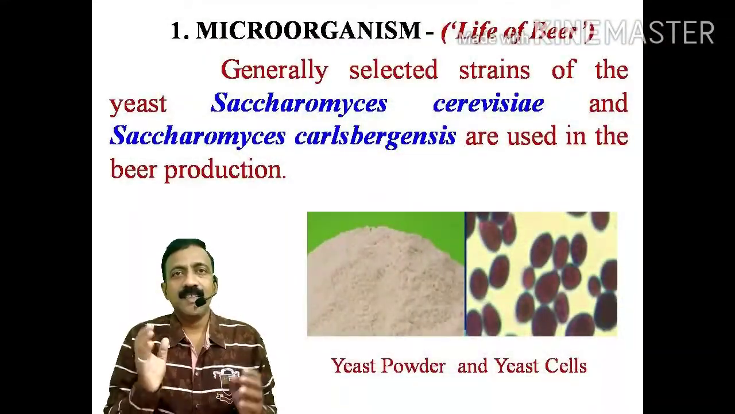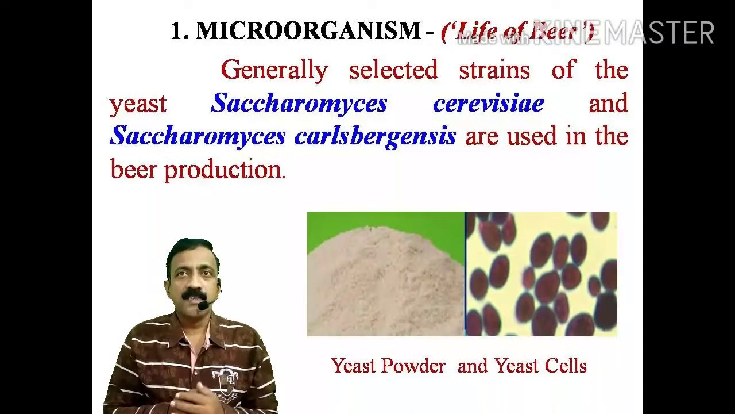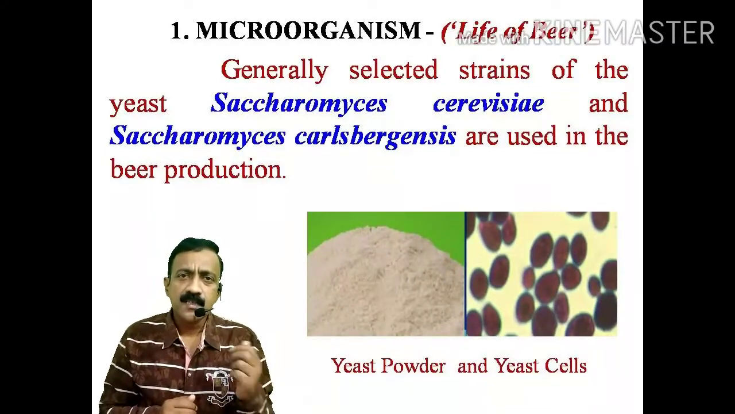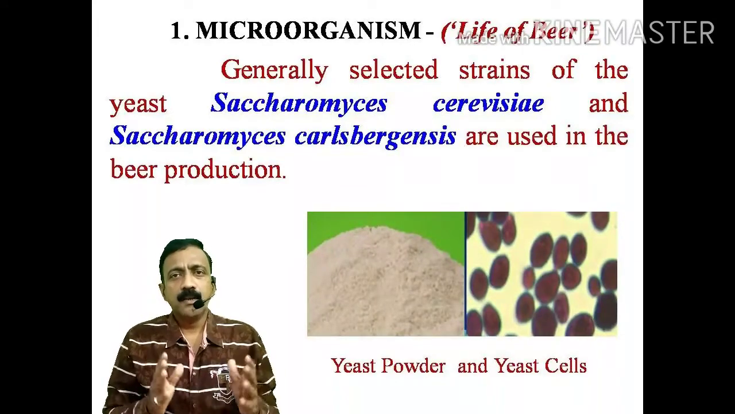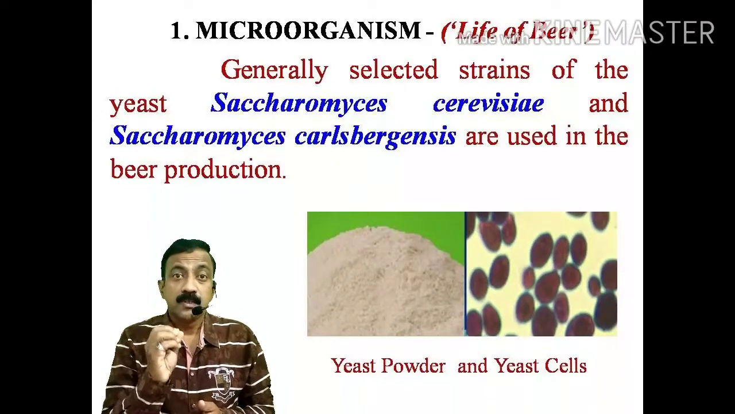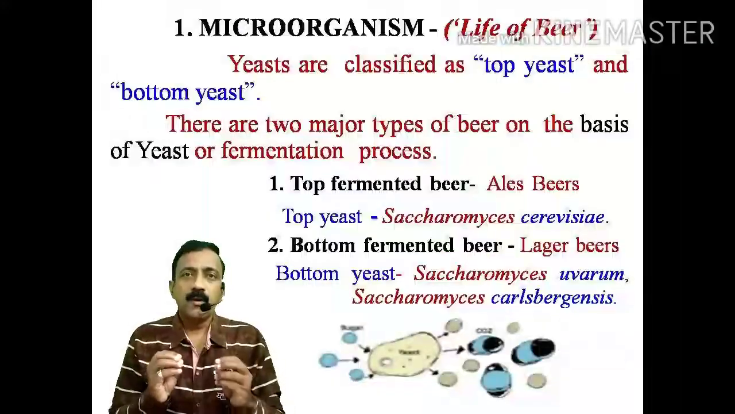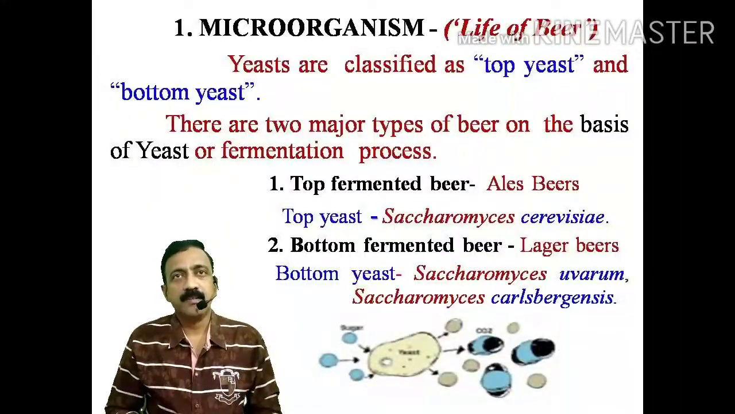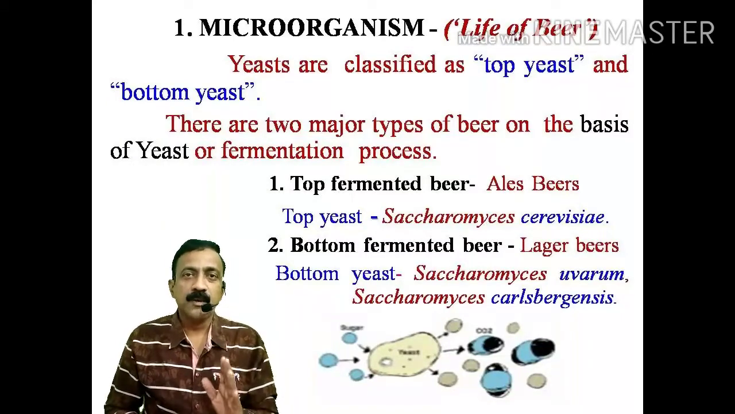Microorganism, that is the life of beer. Generally, selected strains of Saccharomyces cerevisiae or Saccharomyces carlsbergensis are used for beer production. These are the very common strains used for beer production. So strains or microorganism, that is the life of beer. Microorganism, that is yeast, which is used for the beer production.